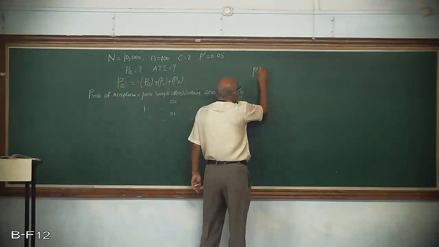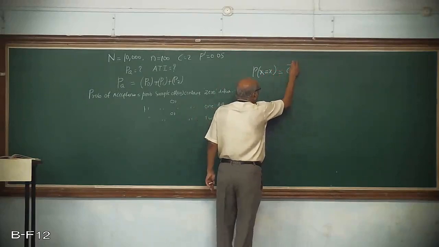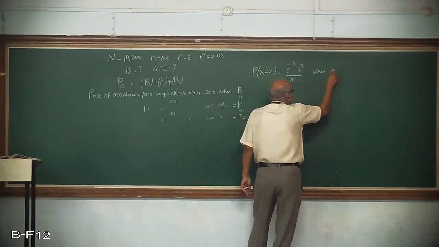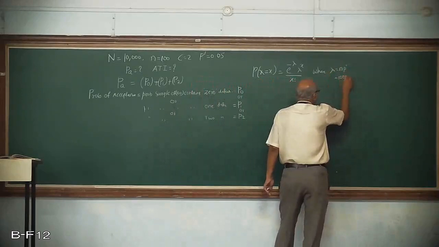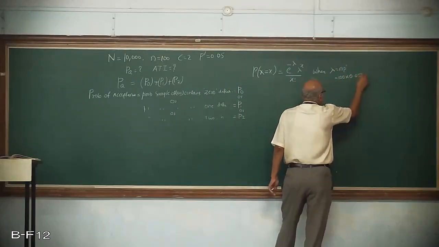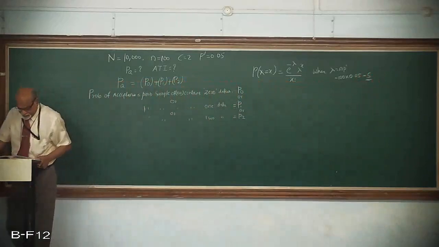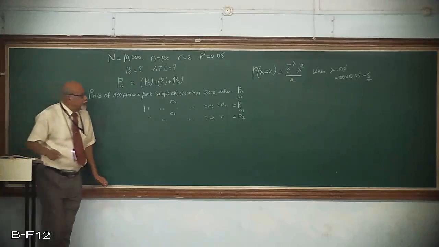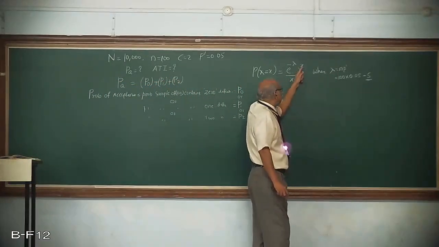That means the probability that the random variable x will take a particular value x is given by e to the power minus lambda, lambda to the power x, divided by factorial x, where lambda is equal to np. Already we know n is how much? 100. Np is what we are going to get here, and if it contains zero defective, we will go on finding out.